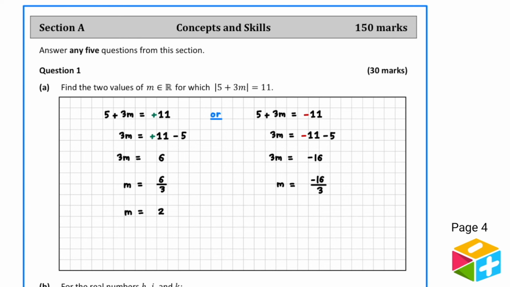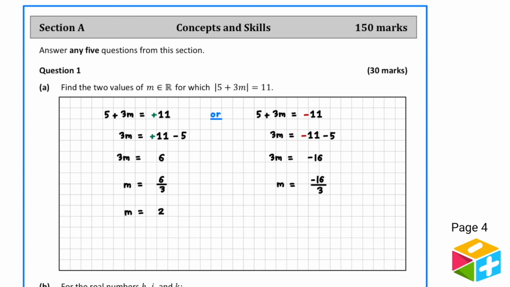Let's start with 5 plus 3m is equal to plus 11. To begin, I'll subtract 5 from both sides. Then we'll simplify on the right-hand side. Next, we divide both sides by 3, and then we get our answer. m is equal to 2.